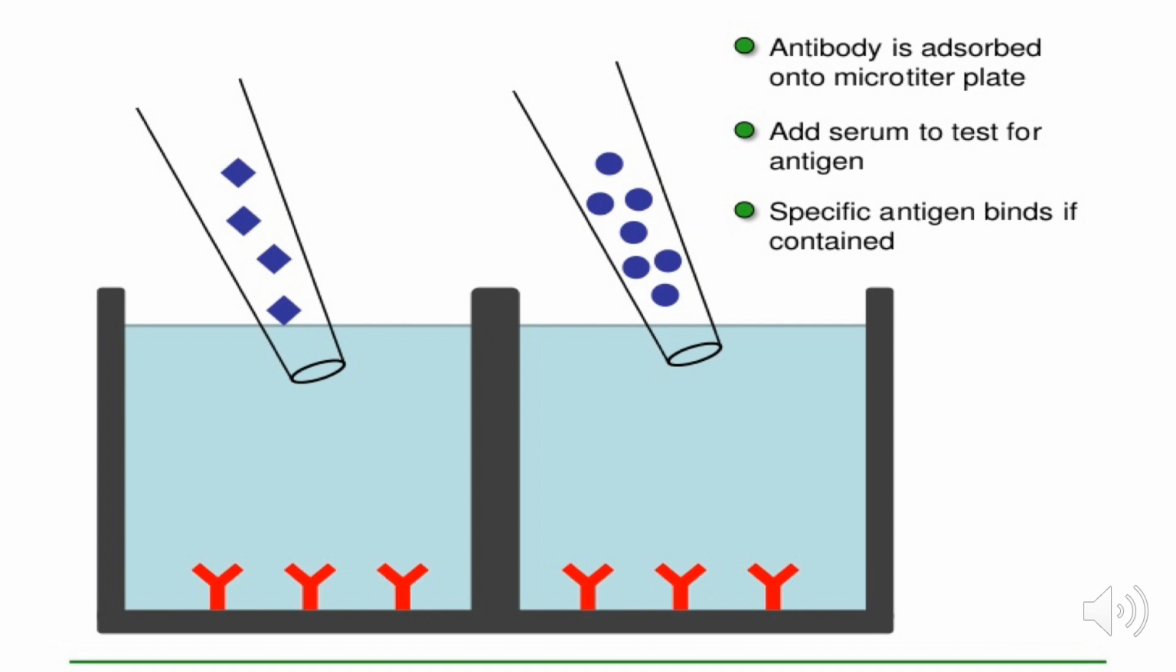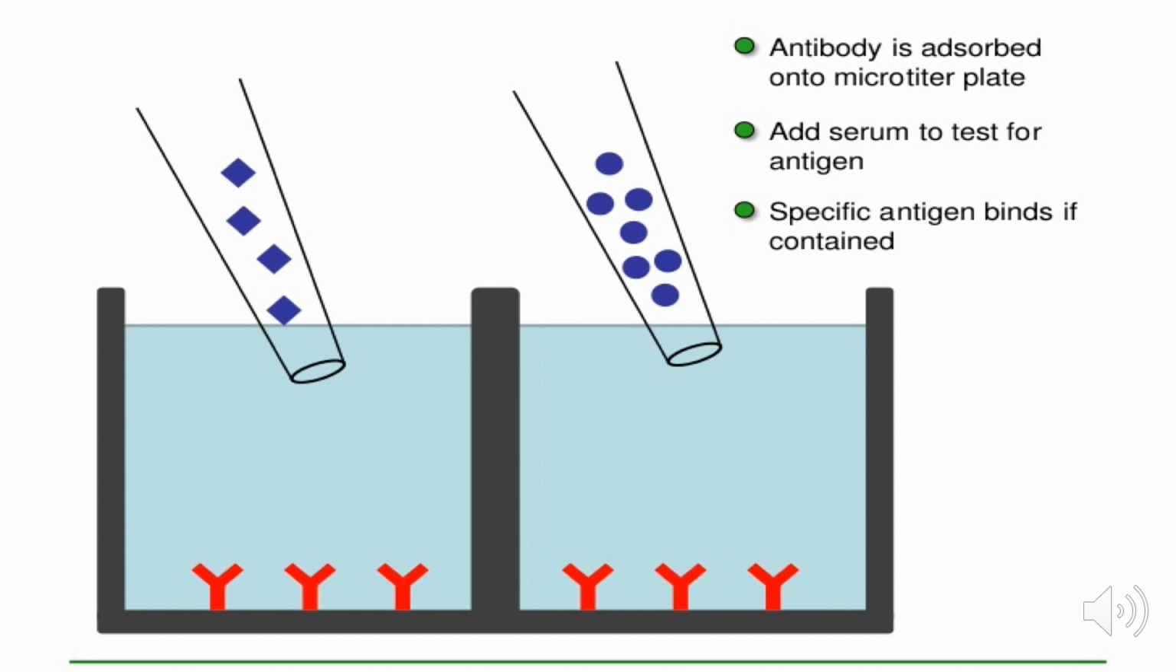The first well contains the positive sample. The second well contains the negative sample. As you can see in the picture, there is now the introduction of the patient sample into the well. Immobilized in the wells are antibodies.